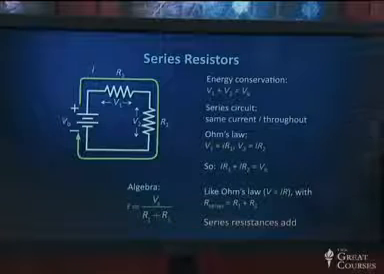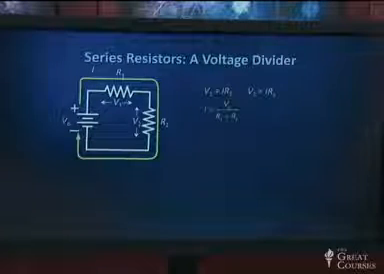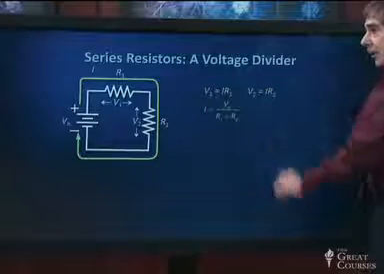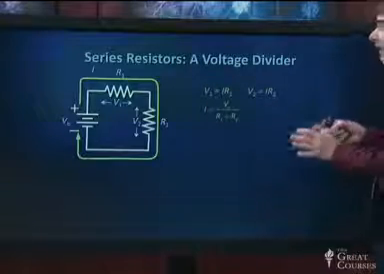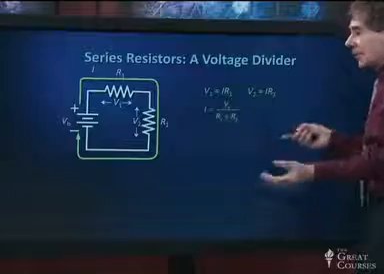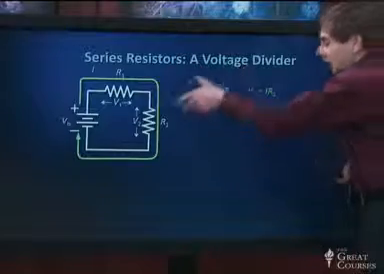Let's look a little further at series resistors. Series resistors, same circuit we just had, have the property that they take the battery voltage, or whatever the source is, and divide its voltage into two parts. And those two parts turn out to divide in proportion to the two resistors. And I want to demonstrate that here.